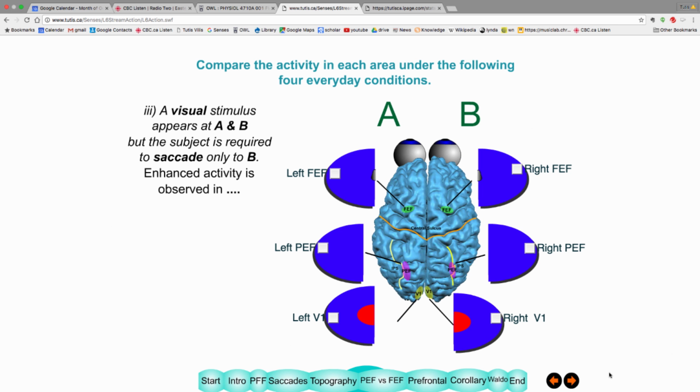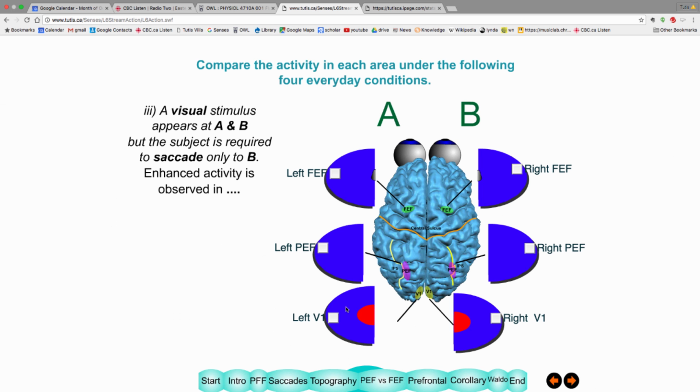Now, in this test condition, we have two objects appear, and I'm going to go through these possibilities one by one, and you tell me whether or not there'll be a hill of activity in either of these locations. So the task is, it appears at A and B, but you as a subject are required to make a saccade only to B. Okay? So you're asked to only attend to this object.